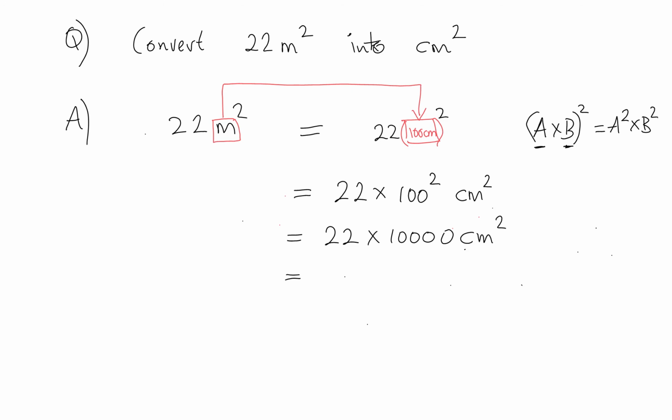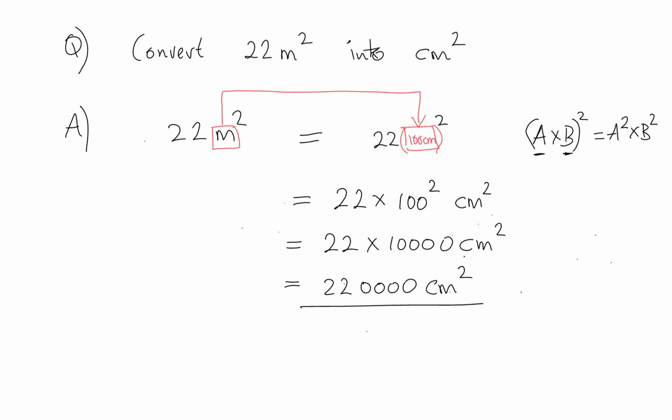And then we need to multiply 22 times 10,000, which is 220,000 centimetres squared. Okay, so don't guess these, just write the units that you've been given here, giving it in metres squared. Take the metres and rewrite that as 100 centimetres, but that needs to be squared because that's squared here.